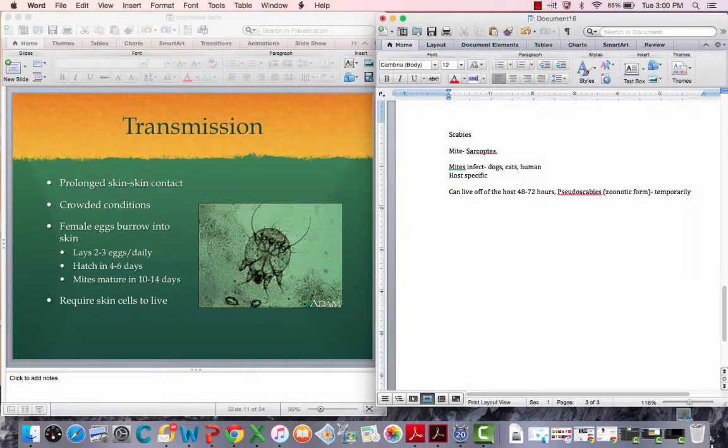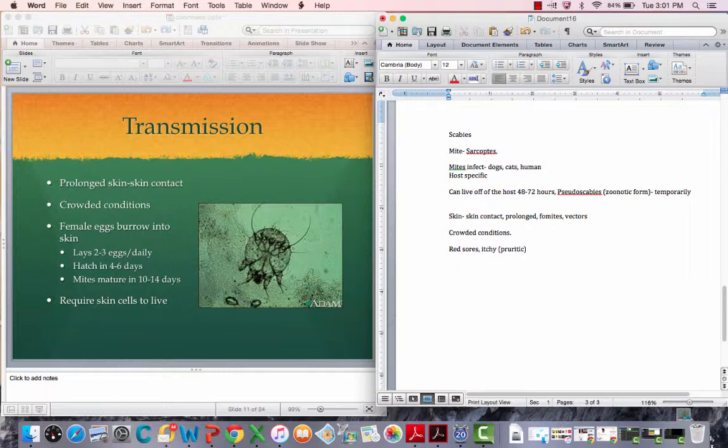The way that scabies is transmitted is it requires skin-to-skin contact and for a prolonged period of time. So it's not just shaking hands, it's not transmitted by fomites or vectors. It requires that you actually touch the person that has the disease for a period of time. So it's much more common in crowded conditions as a result of that. As you can see on the previous slide, it causes these little red sores that are extremely itchy or pruritic.